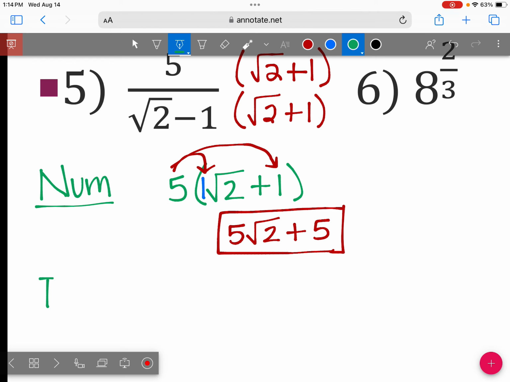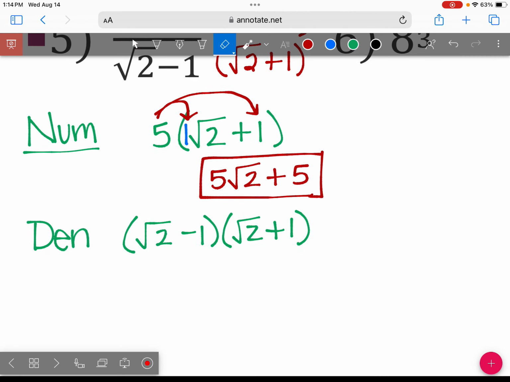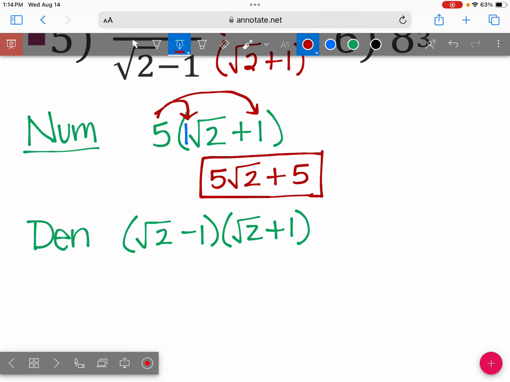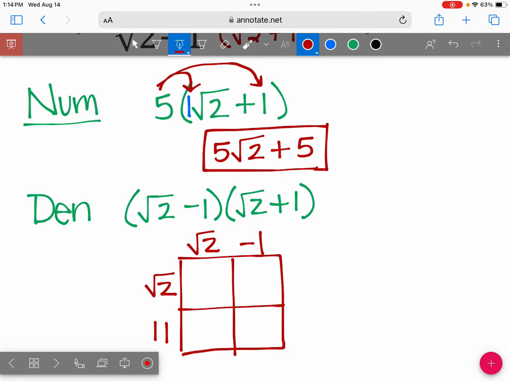Now when we do our denominator, we need to make a box because I'm taking root 2 minus 1 times root 2 plus 1. So let's go ahead and make our box. And fill in all 4 squares. So I'm gonna give you a minute to try to fill in these 4 squares. And then we'll go through it together.